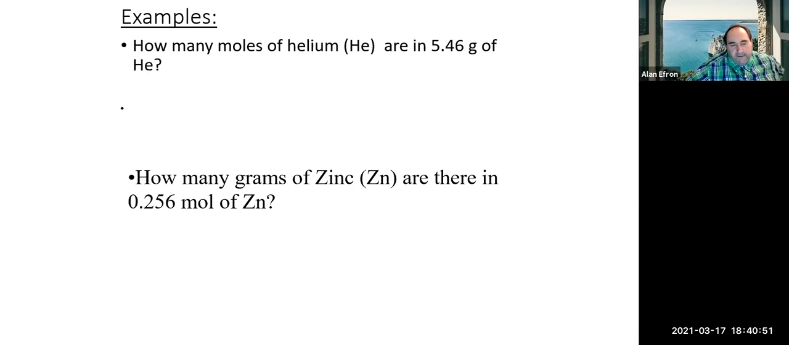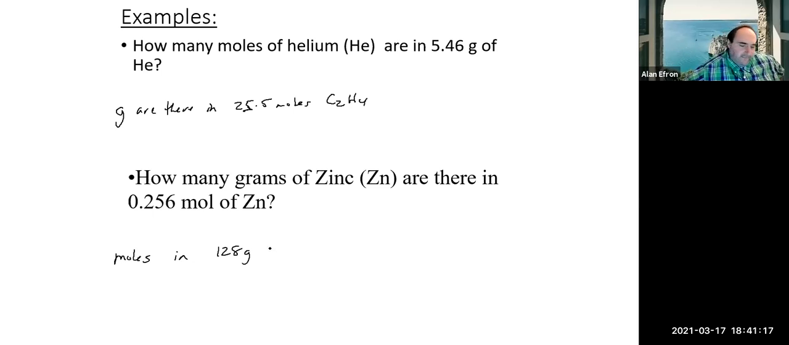How many grams are there in 25.5 moles of C2H4? And let's do how many moles are there in 128 grams of C2H4O2? So take a few minutes here and work through all 4 of these and see what you come up with. And we'll come up hopefully together with the same answers.